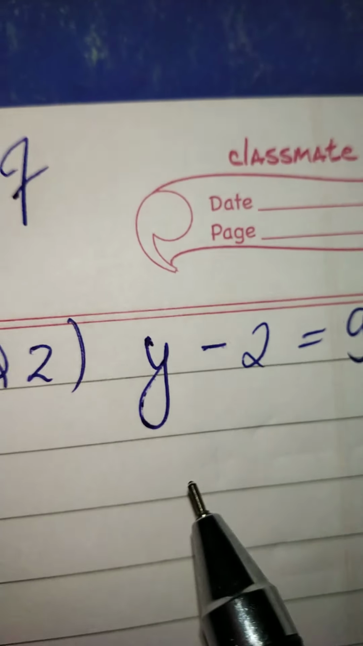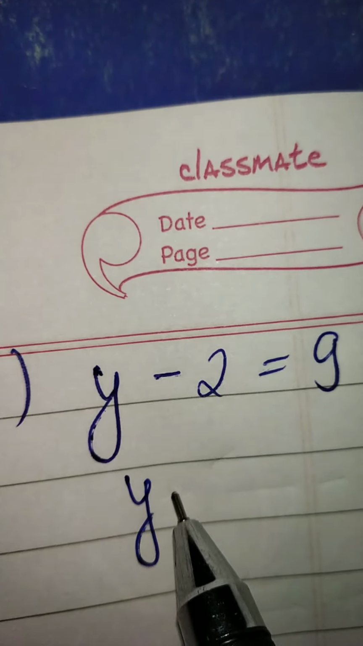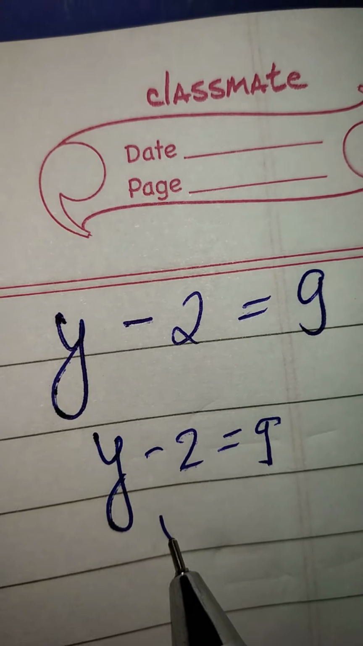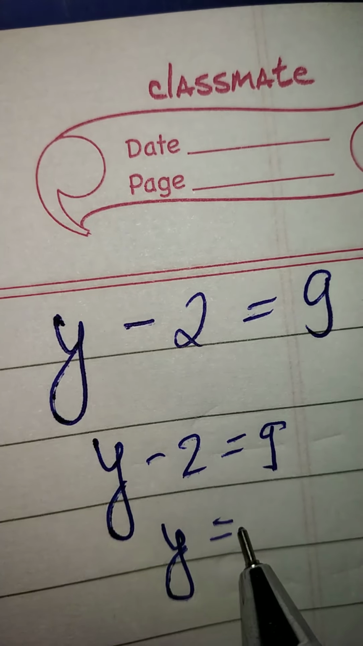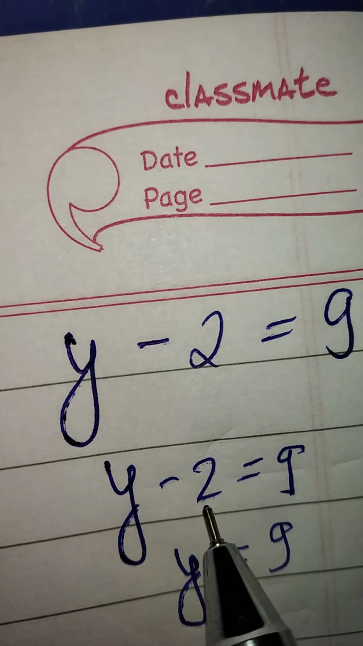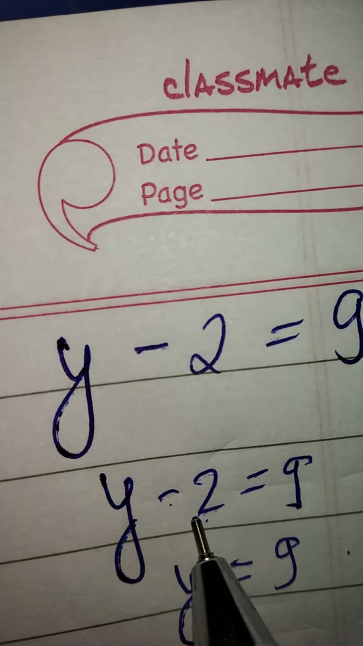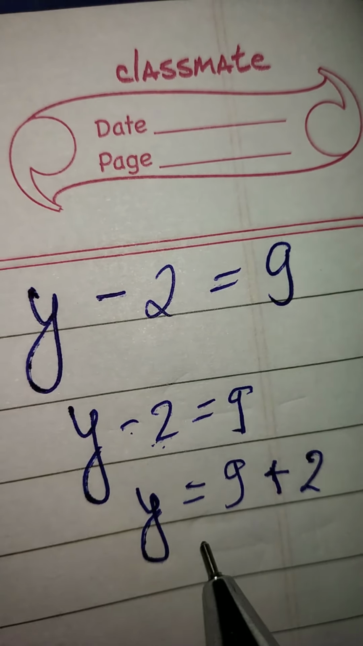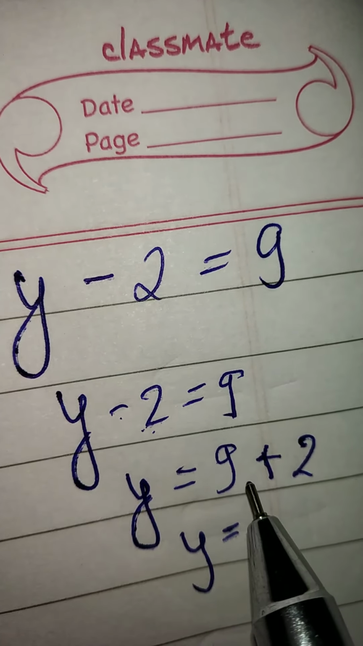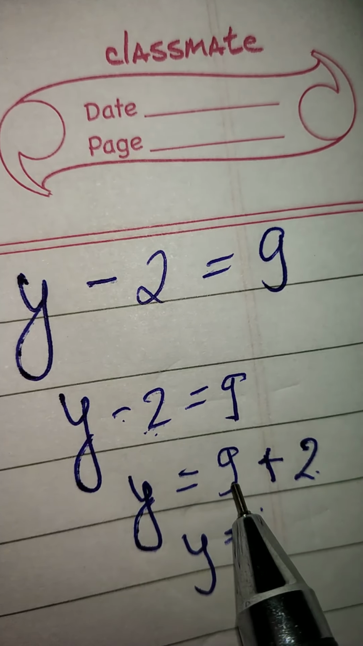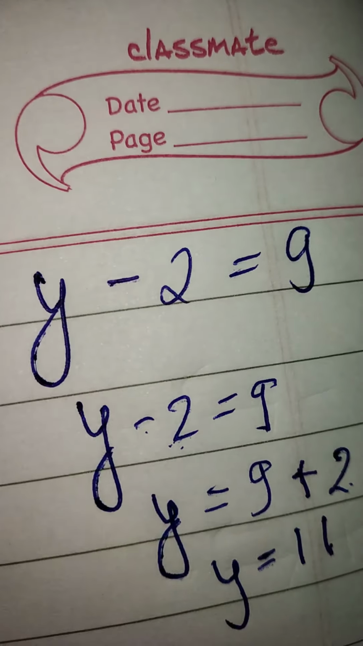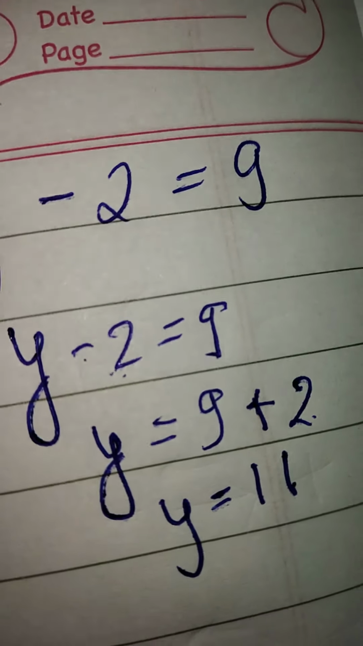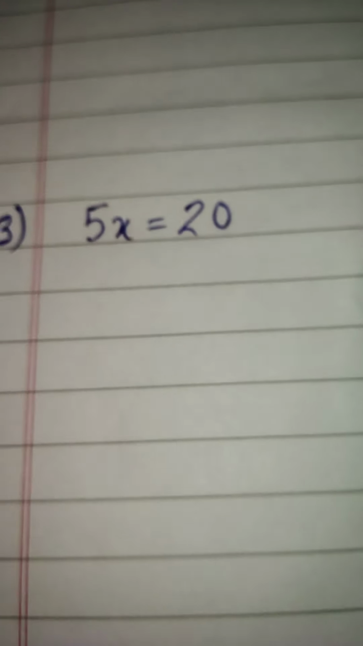Now this is the second equation, and this is y minus 2 is equal to 9. So here in this case, our variable is y. y is equal to 9, and we'll take this 2 to the right hand side. It's minus here, and minus will change into plus when we change its side. So now y is equal to 9 plus 2 gives 11. So here the value of y is 11. Is it clear? Now third equation.